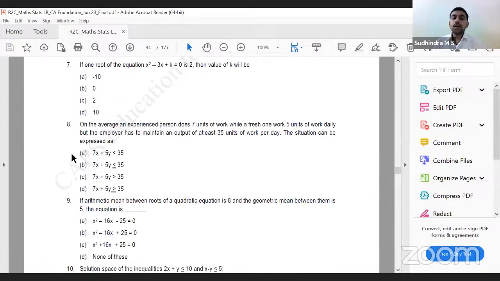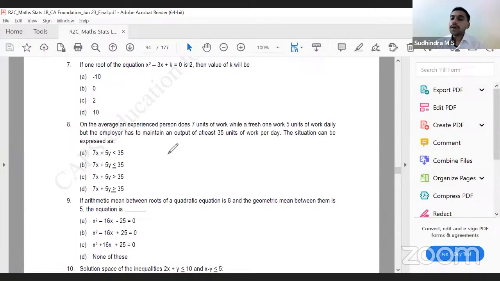If the arithmetic mean between the roots of a quadratic equation is 8 and the geometric mean between them is 5, the equation is x square minus 16x plus 25 equals 0. Option D. Second question. The previous set had this question: x square minus 16x plus 25 equals 0.